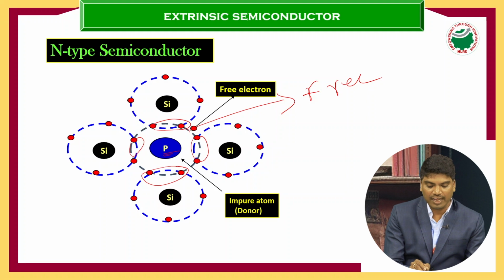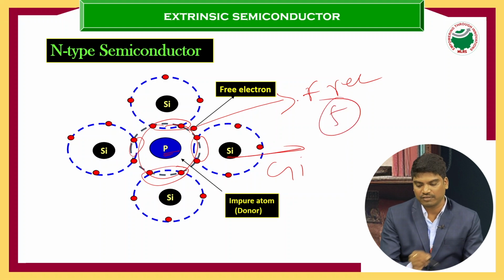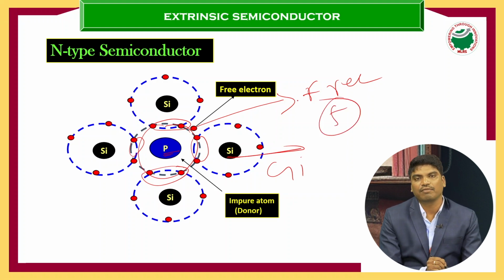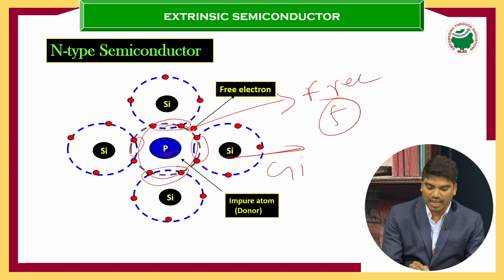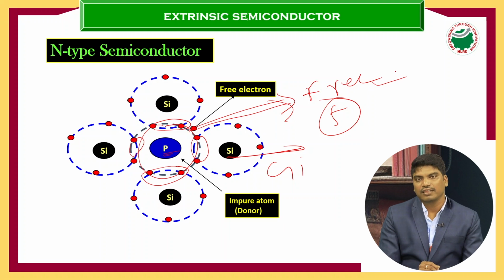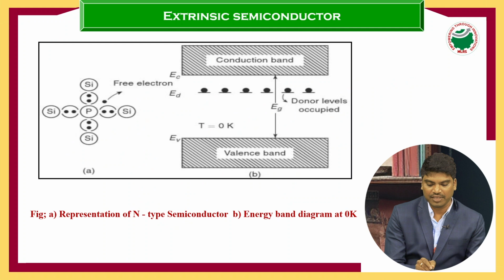If I add any pentavalent element to the pure semiconductor, either silicon or germanium, pentavalent means 5 valence electrons. They make covalent bonds with the adjacent 4 atoms and 1 electron becomes free. This electron is known as a free electron. Then how the energy bands appear, we will see. See here in this image, we can see this clearly.